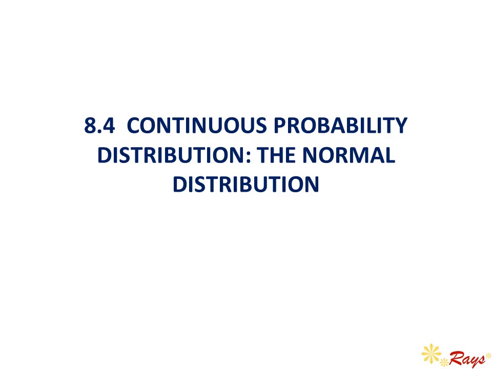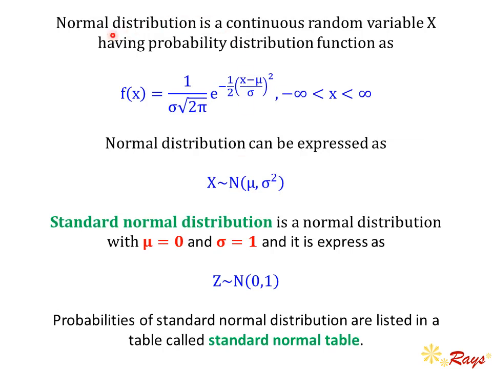Good day everyone. We continue with chapter 8 and today we'll be looking at subtopic 8.4, continuous probability distribution, the normal distribution. So what is normal distribution? Normal distribution is a continuous random variable x having probability distribution function as this.